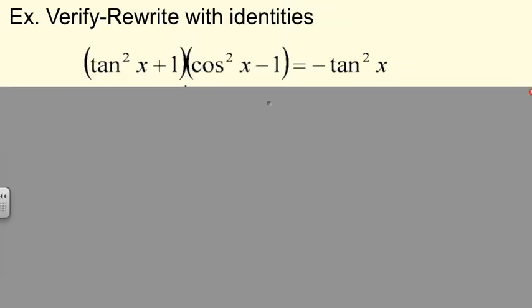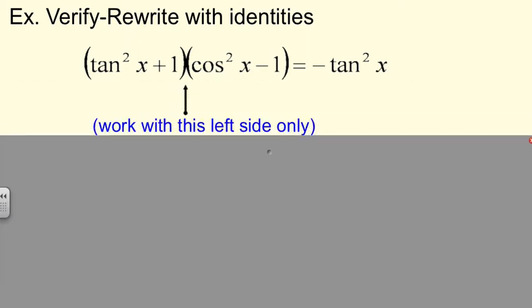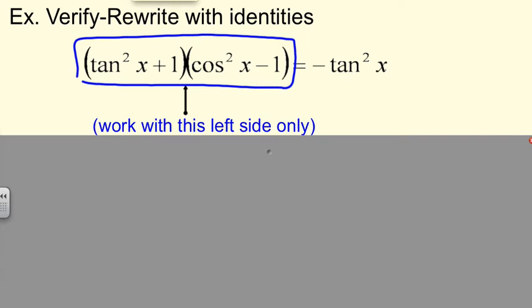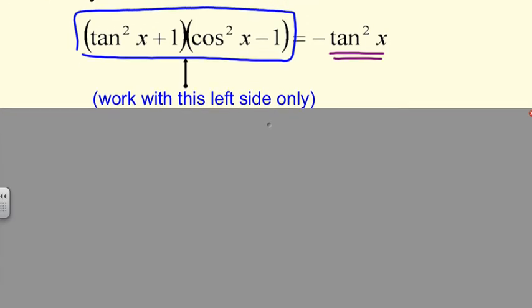Here's our equation. We want to show that this equation does in fact equal each other. So we're going to use our identities. We're going to work with the more difficult side, so we're going to work with the left-hand side. We want to get it to look like the right-hand side. So we're going to work with this piece, and we want it to finish up being negative tangent squared of x. So have your gold sheet out.